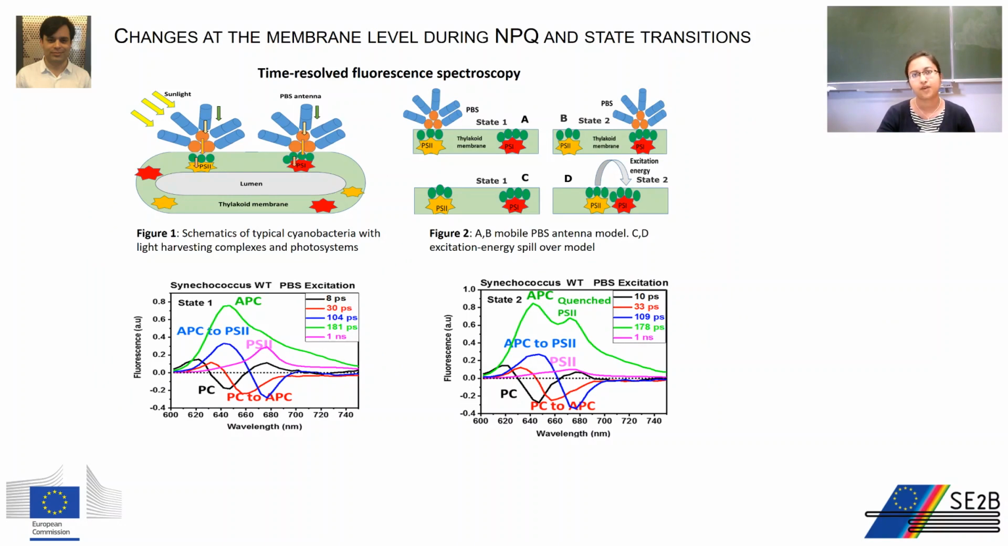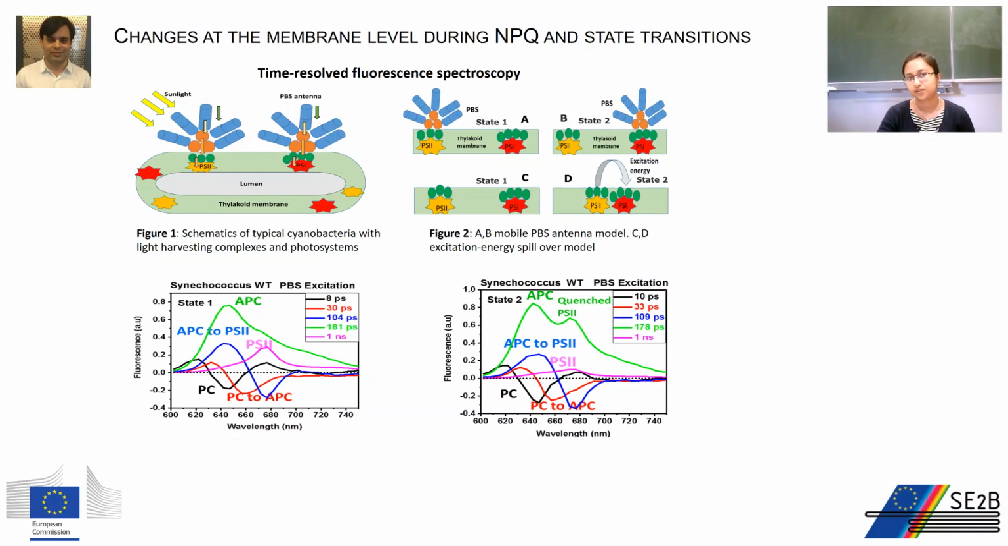Our third project is about changes at the membrane level during NPQ and state transitions. In cyanobacteria, light harvesting takes place in the core antenna complexes in addition to the membrane external phycobilisome antenna, as shown in figure 1. Differences in the absorption spectrum of these two antenna systems and their relative quality of each photosystem disturb the balance of the excitation between two photosystems under changing quality of light.